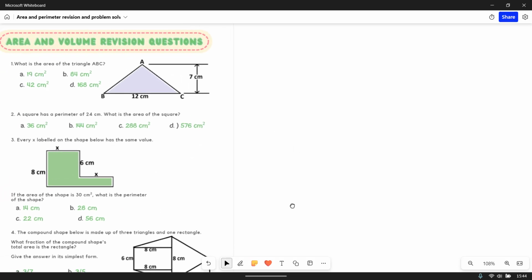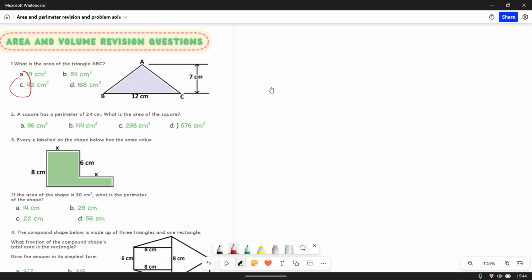So question 1. Find the area of triangle ABC. So it's base times height divided by 2. So 84 divided by 2 is 42. So question 1, 42.